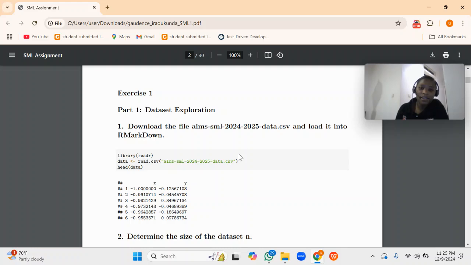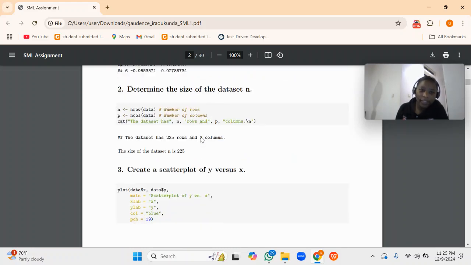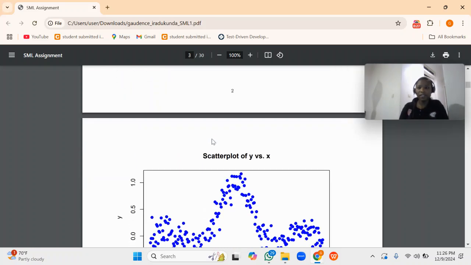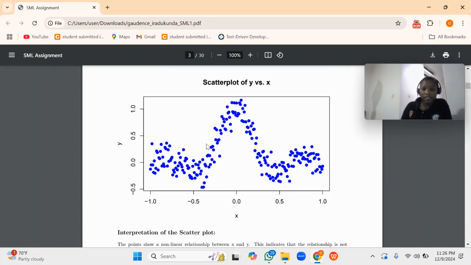Starting from exercise one, after loading the data, I have seen that my data set has 225 rows and two columns. After creating a scatter plot, I have seen that there is no linear relationship between our dependent variable and independent variable, since I can't pass a straight line between my points.